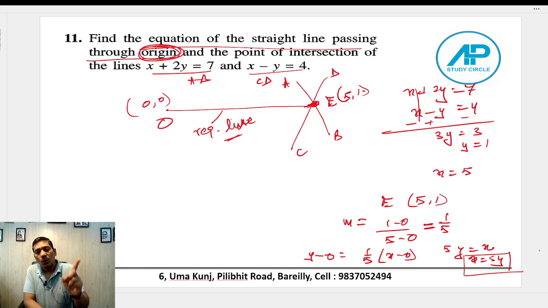Any line that passes through the origin will not have any y intercept. It will not have any y intercept into it. Question is clear to you, I guess.